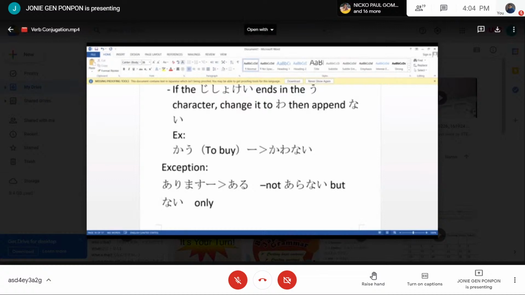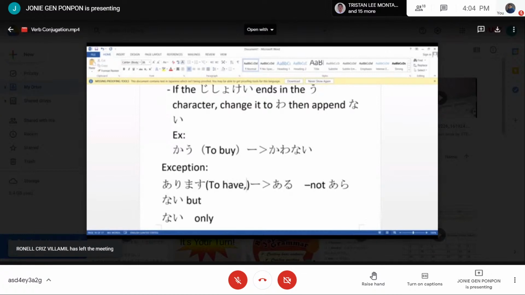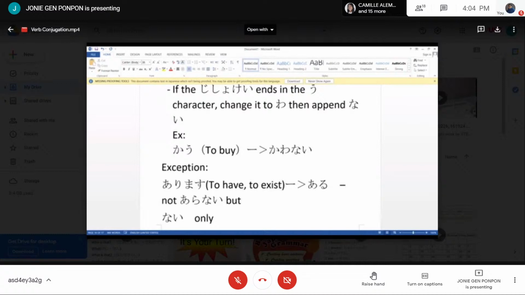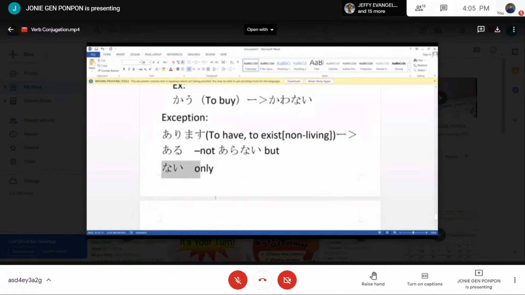The arimasu verb, ano kasi meaning ng arimasu? To have or to exist. Living things. Not living, non-living things. So, that's how you will create the nai form of the verb arimasu. It will not become aranai, but nai only. Exemption for group 1 verbs.